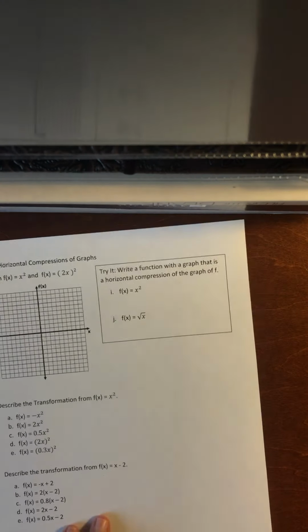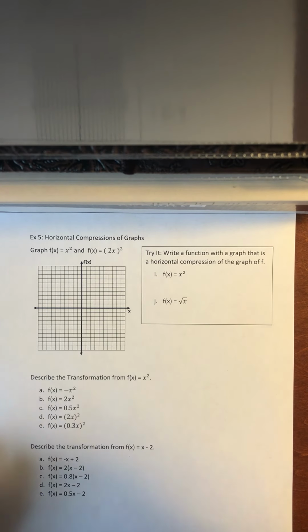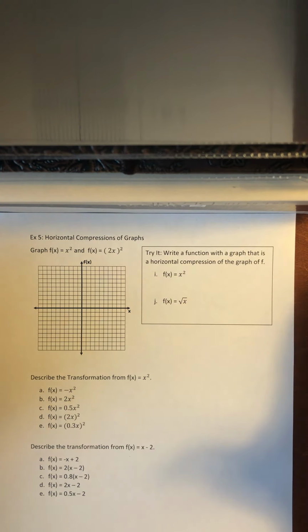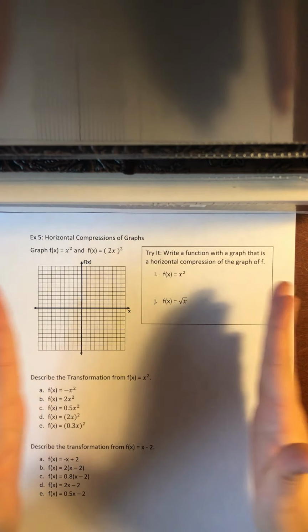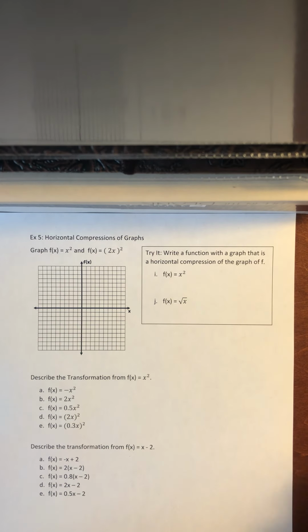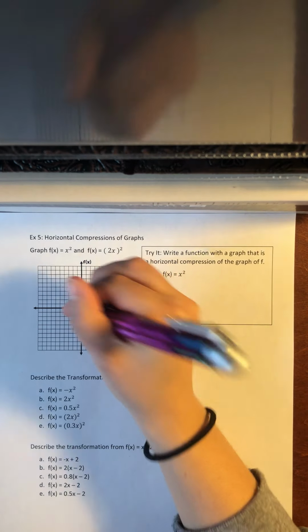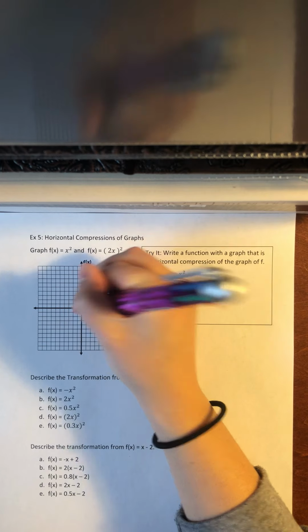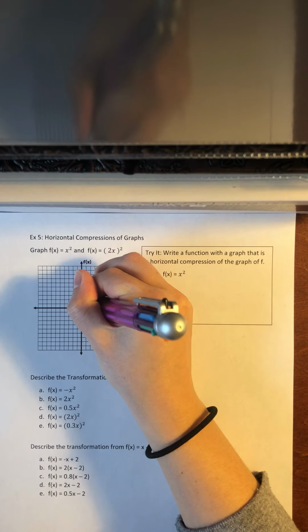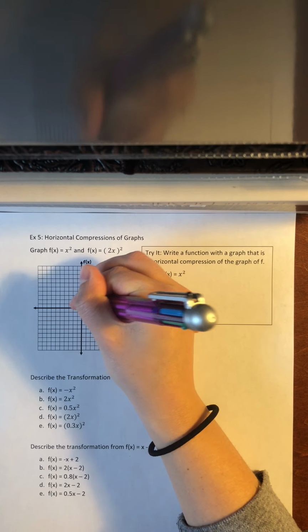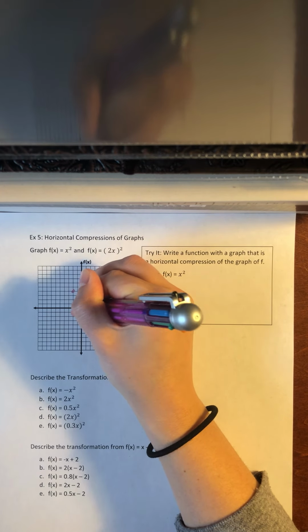Okay, example 5. Now we're doing horizontal compression. With horizontal compressions, we're taking our graph and compressing it from the horizontal direction. So when we compress it, that's going to make our graph nice and skinny. Okay, so first, f of x equals x squared. We're going to do 0, 0, up 1 over 1, up 1, 2, 3 over 1. Same thing on the other side. So we have our parabola.